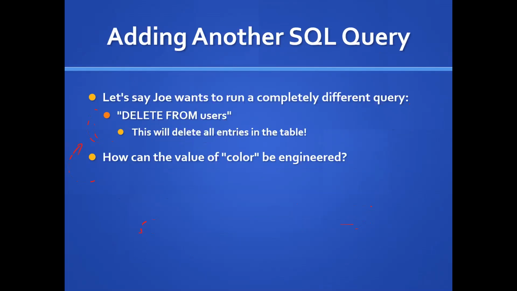So adding another SQL query, let's say Joe wants to run a completely different query like delete from users. How could you do that? How can the value of color be engineered? So here probably we would close one and then do the delete from users, semicolon, dash, dash, and then maybe put something in here, whatever, and the single quote, right? All right, so that is the sort of approach that we want to take.